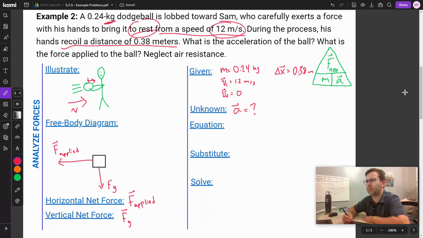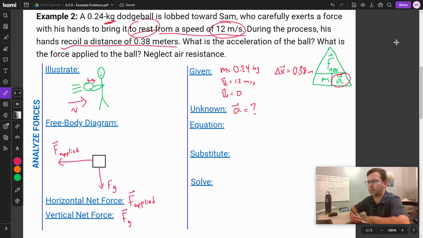So we have a bunch of information here. We are looking for the acceleration of the ball. Now, you probably recall when you're looking for acceleration, you've got it right here in the Newton's second law triangle. So to find acceleration, you can take the net force and divide by the mass. The problem is we don't know what the net force is.